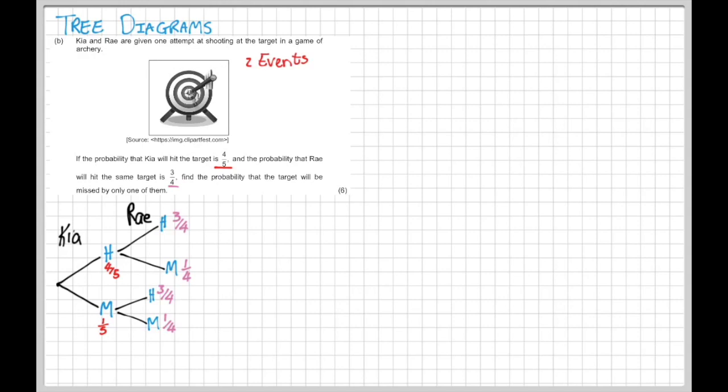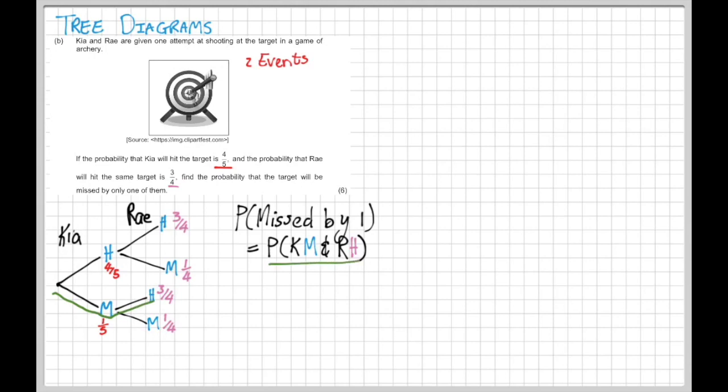What is the question now asking us? Find the probability of one of them missing. I've got therefore two options. I can either have Kia missing and then Ray hits the target, which is our green road that we're going to walk, or Kia hits, but then Ray misses. That's going to be the yellow road we walk. Almost like the yellow brick road, but we don't have bricks here.